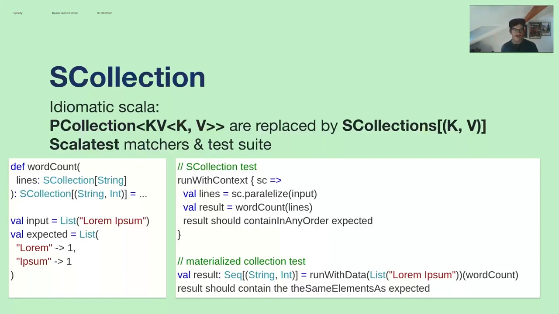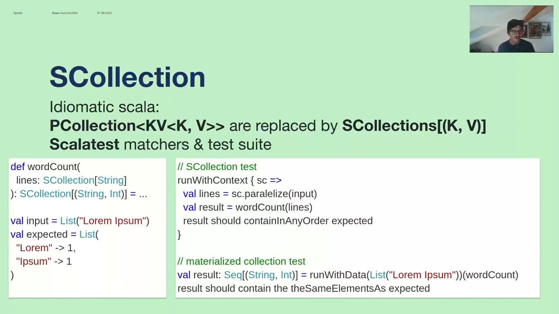Also the difference between Beam PCollection to be more idiomatic in this Scala world. So you often work with a PCollection of this KV type. In SCollection, KV doesn't really exist. We fall back to this more idiomatic tuple. So when you previously had a KV, you'll use a tuple of key to value. And also for the tests, as an example, we provide some test suites so you can also write idiomatic Scala code.